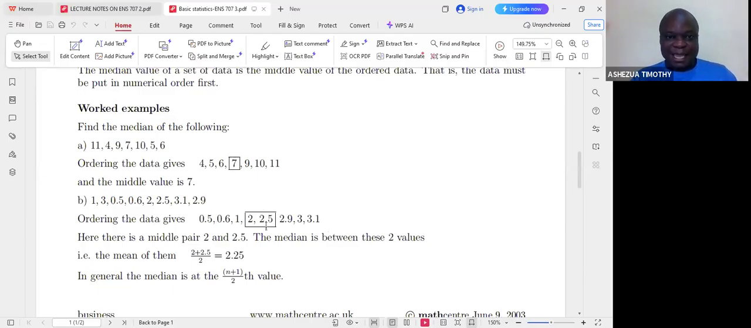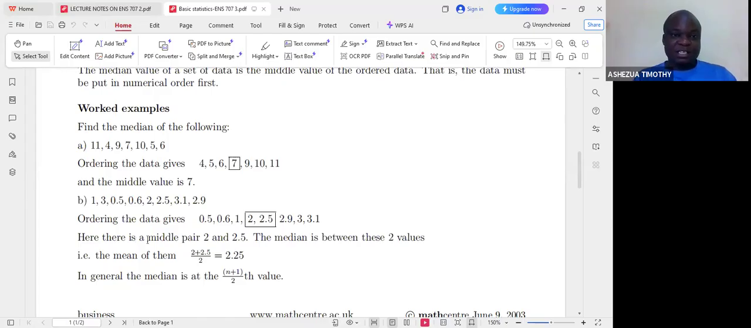You observe that we have 1, 2, 3, 4, 5, 6, 7, 8. This is even. In the earlier case, we had 1, 2, 3, 4, 5, 6, and the number there is odd. When it is odd, the median comes out straightforward. But in this case, our set of values in this distribution is even because we have 8 of them. So we'll choose this pair as our median. And this is how to get the median.